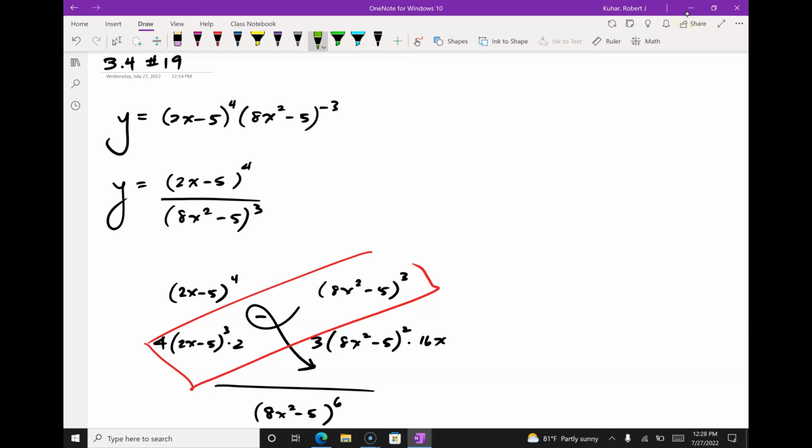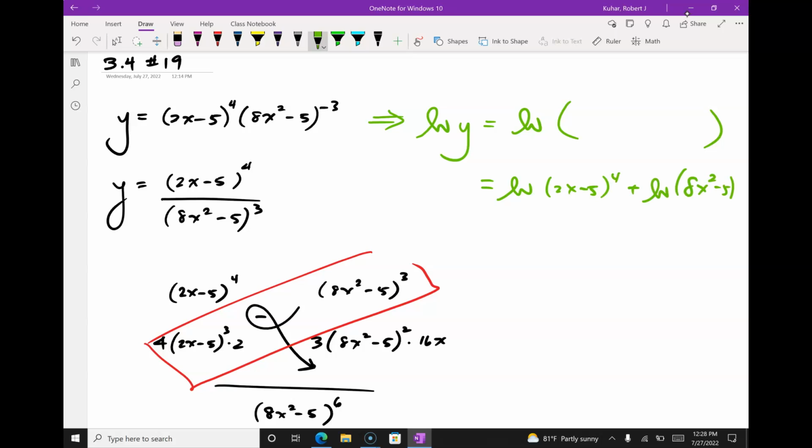The idea here is to take the ln of both sides, and certainly you don't have to write this because I'm not going to finish it, right? But what happens when I take the ln of that whole right side is it splits into two ln's, right? So I get the ln of the 2x minus 5 to the fourth plus the ln of the 8x squared minus 5 to the negative third. That's a property from pre-cal, property of logarithmic functions.